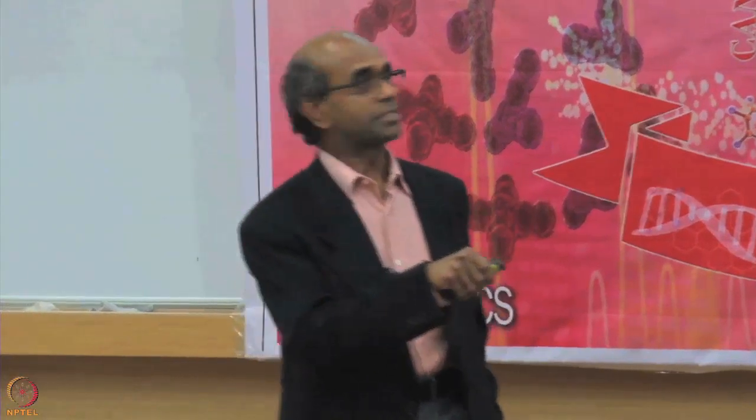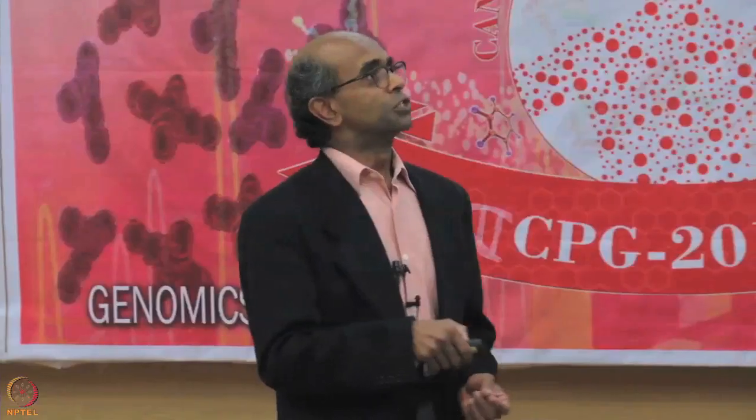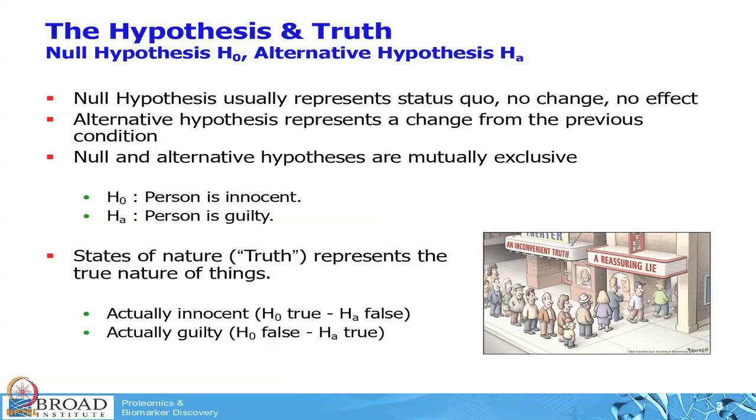So, in a cancer setting, the null hypothesis would mean that the gene or protein you are looking at is not a marker, and the alternate hypothesis would be that your gene or protein is a marker for the distinction you want to make. So, there is the hypothesis you are making, and then there is the actual truth in the world that you are in. The null hypothesis is always represented as H naught, that the person is innocent. That the person is guilty is the alternate hypothesis.